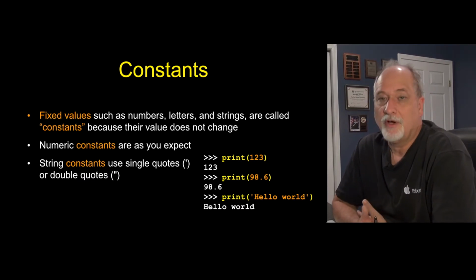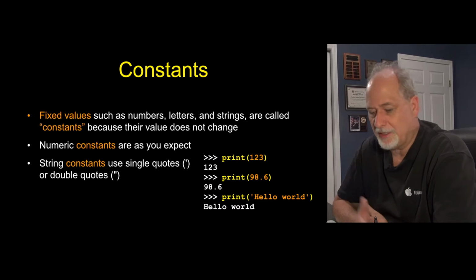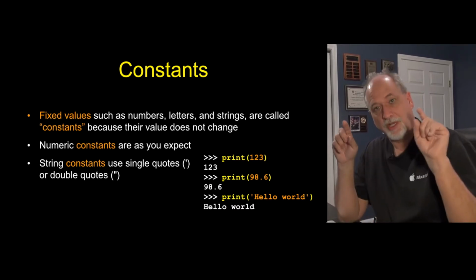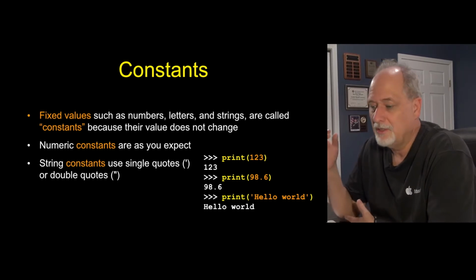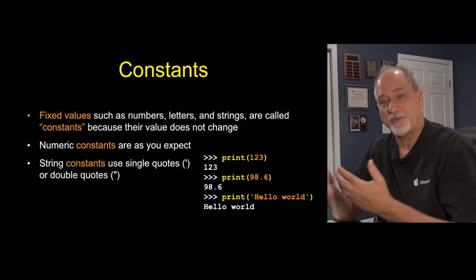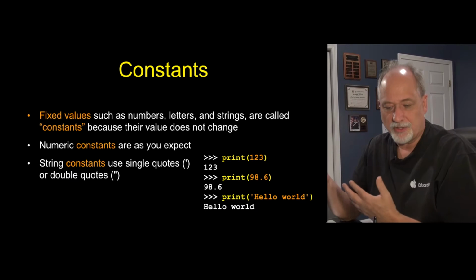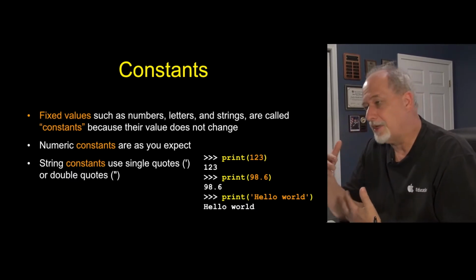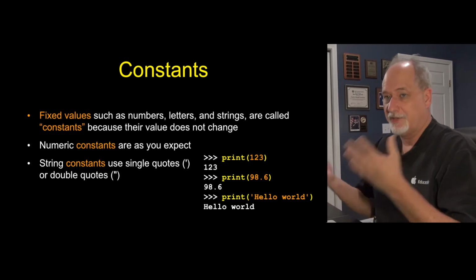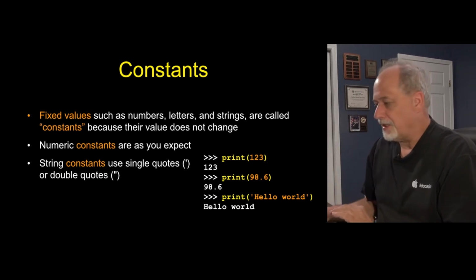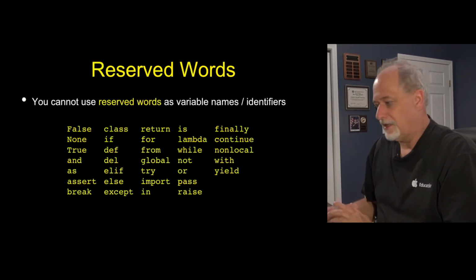So we have 123, we have 98.6, we have hello world, which is a string by enclosing it in quotes. We pass each of these things to the print function, and a side effect of the print function is that we see the output. So print 123 prints out 123, print 98.6 prints it out. So these are really the syntax of constants, and without constants we can't write much of anything.